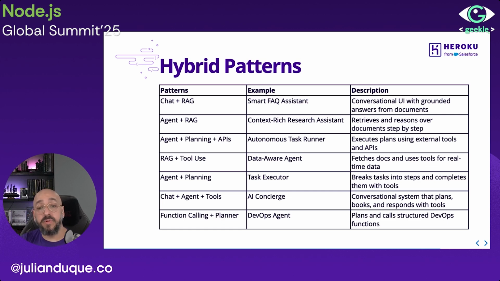Agent plus planning plus APIs is an autonomous task runner, so it can execute tools and external applications through APIs. RAG plus tool use is a data-aware agent. Agent plus planning is a task executor. Chat plus agents plus tools is an AI concierge, a chat that you can use, for example, to book a flight or to do a support case, things like that. Function calling plus planner, you can also have a DevOps agent that can run your infrastructure, for example.